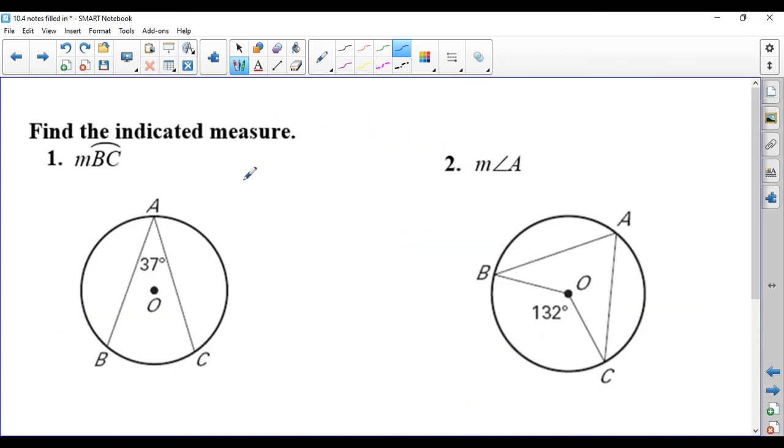So here's some examples. They can start off very simple. Here we have an inscribed angle BAC. We want to find the measure of arc BC. Arc BC is the intercepted arc of the inscribed angle BAC. So the angle is half the arc, or the arc is twice the measure of that inscribed angle. So the measure of arc BC in this case would be 74 degrees.